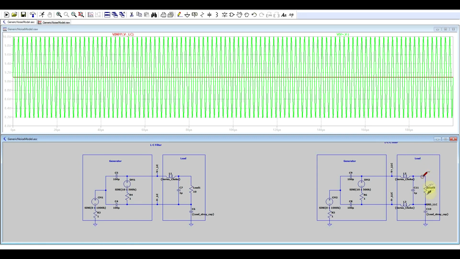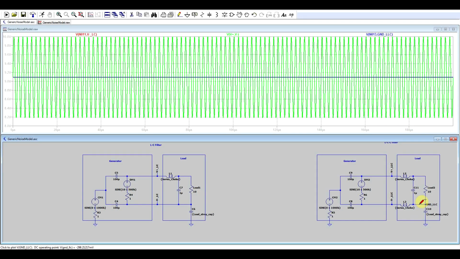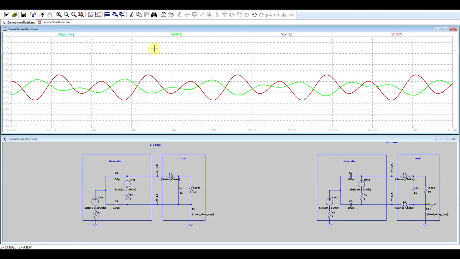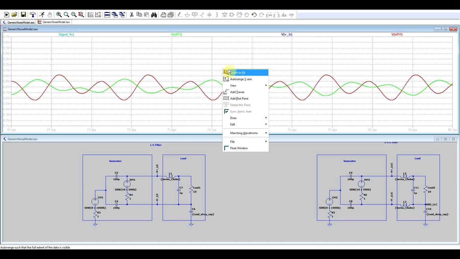So let's just start off with differential noise. We see that we still have no more differential noise, so it's still working as an LC filter. But if we look at the common mode noise, so the noise directly in reference to ground, and let's just compare it to our previous measurements. I mean, it's not very obvious, but it's starting to get reduced.